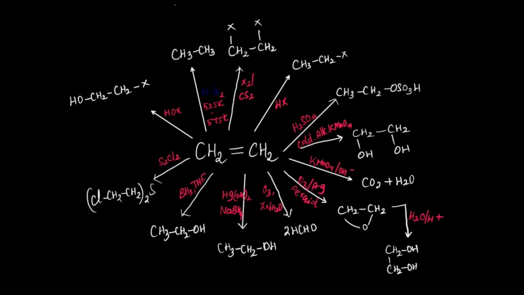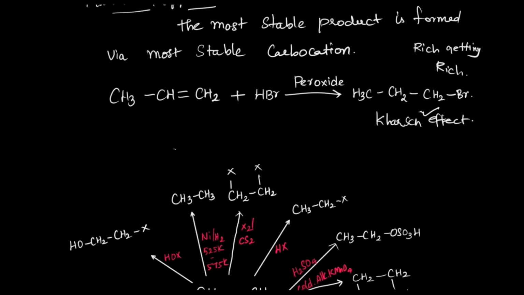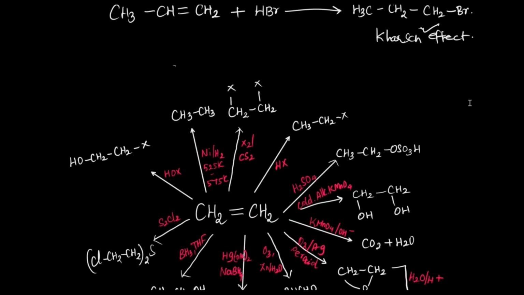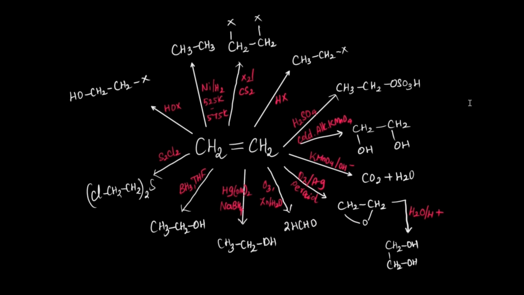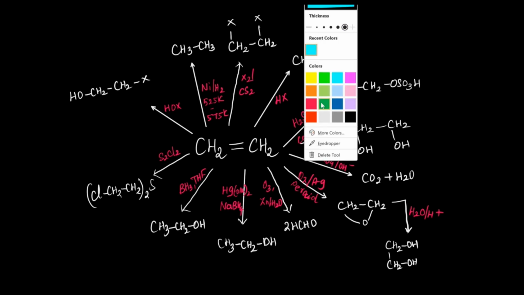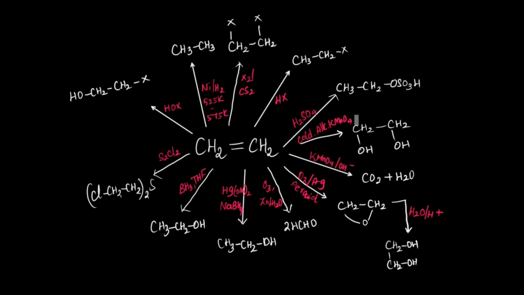Hydrogenation will lead to hydrogen getting added to the double bond. So CH3, CH3. And this second one, X2 with CS2, will lead to the addition of X on both the carbons, both the carbons across the double bond. And HX, as we discussed earlier, follows Markovnikov's rule.